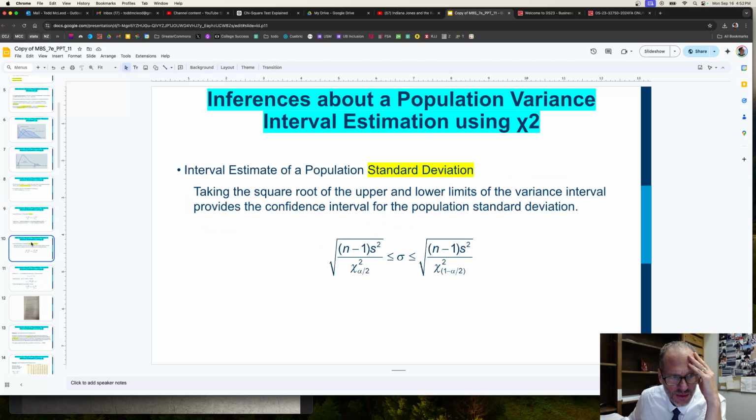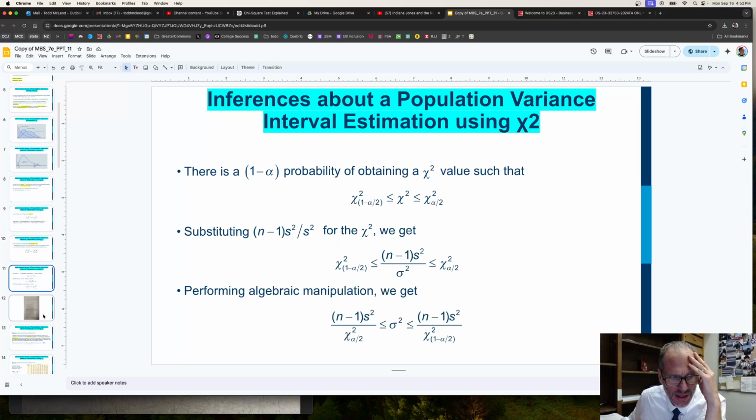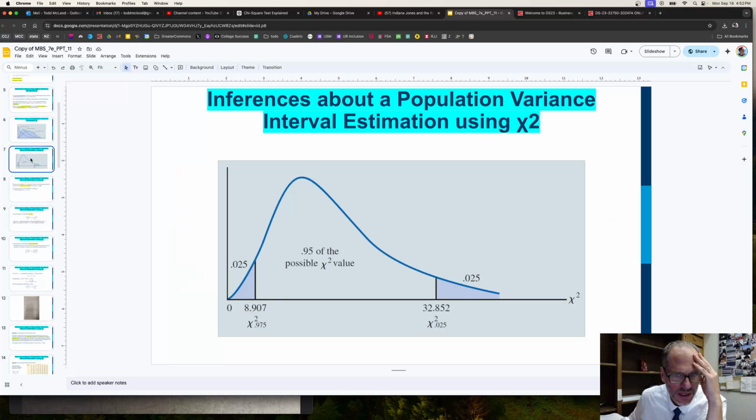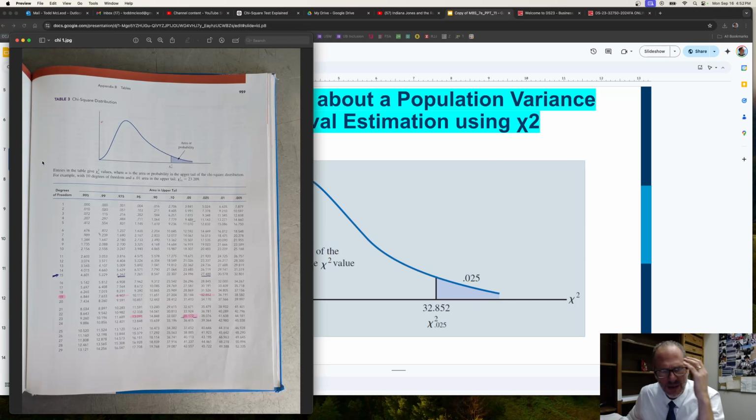I'm just looking through here to see if we have any degrees of freedom. And we do up here where it's 20, so our degrees of freedom will be 19. And so we'll just see if these numbers correspond to 19. If we come down to 19 degrees of freedom, which is just your sample size, 20 minus 1, and we go to where we have 0.025 in the tail, which is right there, right? So 0.025 gives us 32.852 as our chi-square value.